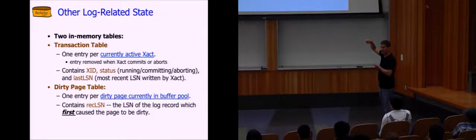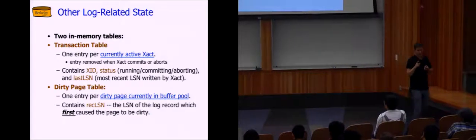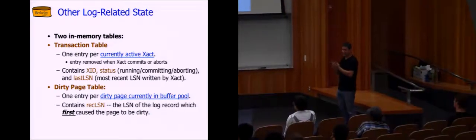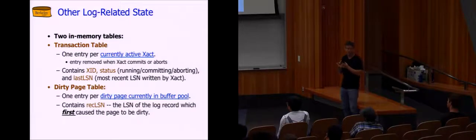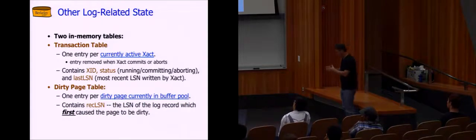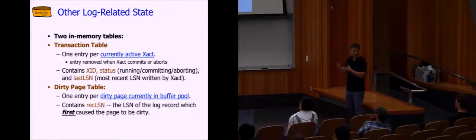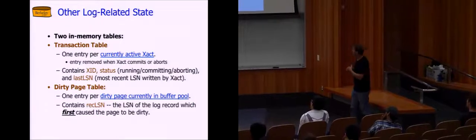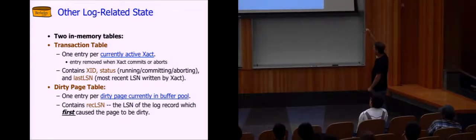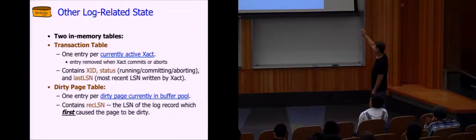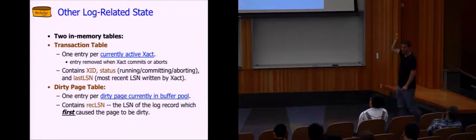What's the last LSN written for this transaction to the log? This is not the last LSN flushed to disk. It's the last LSN generated for this transaction. It's probably still in memory. All right? It might have been flushed, but it could well be in memory still. So the last LSN is how you find the most recent thing that the transaction did in the log. All right? So that's the transaction table. What transaction is it? What's its status? And how do I get access to its chain of log records in reverse order?